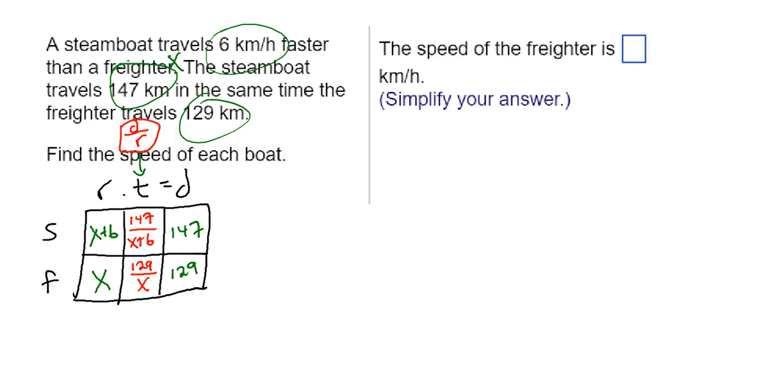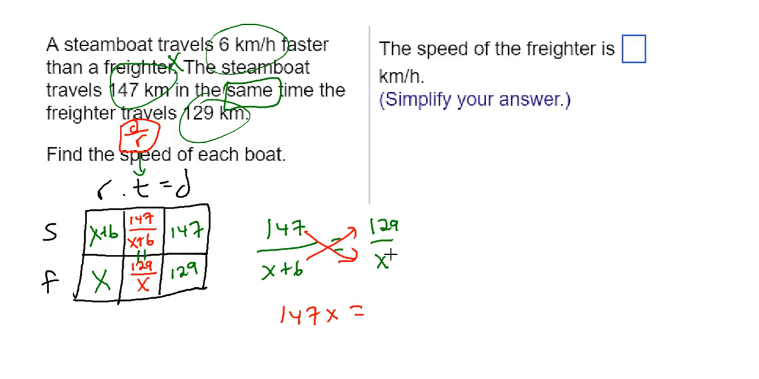And then we will make an equation out of this. What we're told, just like the last problem, is that the times are the same. I don't know if this will happen every time, but for these two examples, it happened to be the case. So these two boats make these trips in the same amount of time, so the time should be equal to each other. So we'll get 147 over x plus 6 equals 129 over x. And then we want to solve this equation. Again, it's one fraction equals one fraction, so we can solve it by cross multiplying. So we'll get 147x equals 129 times x plus 6.